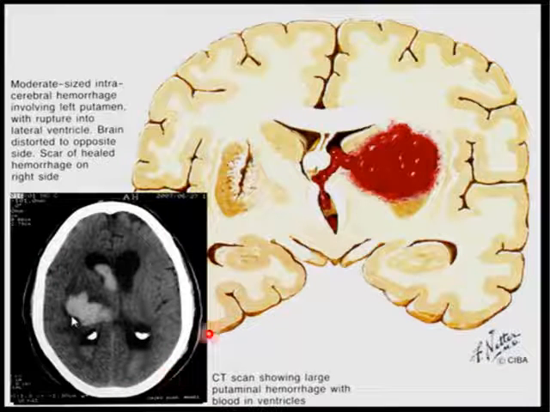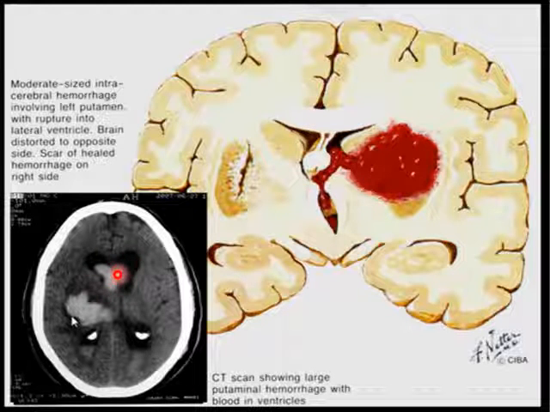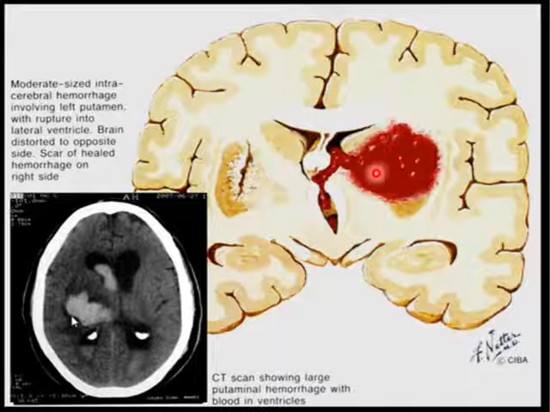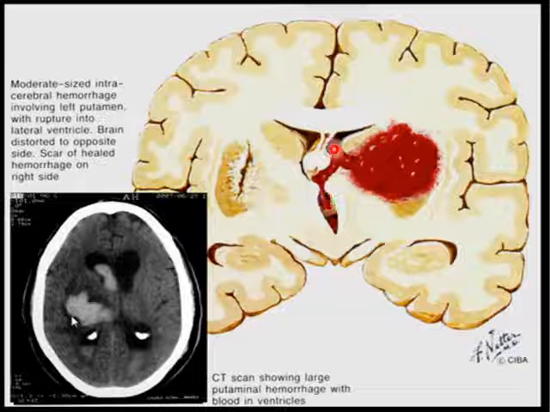If you look at this CT, you will see a hyperdense lesion in the thalamic area and the intraventricular space. So this is a thalamic hemorrhage with intraventricular extension.